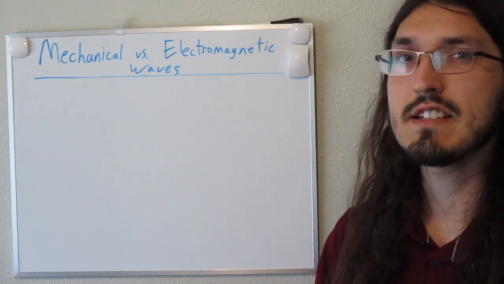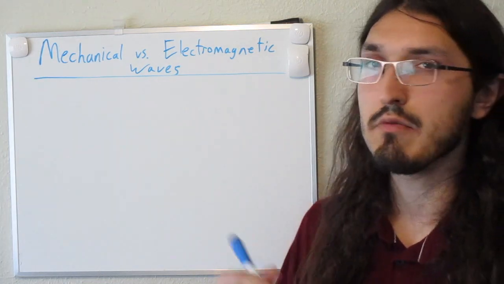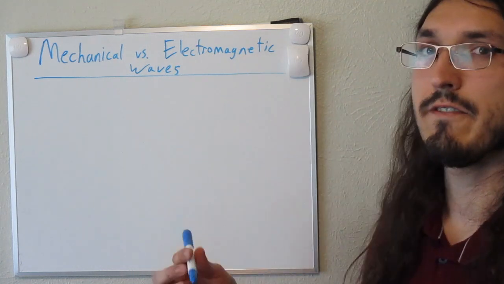In the last video I was discussing different types of waves. I mentioned that light is the same thing as an electromagnetic wave. Today's video is going to be pretty short. I'm just going to talk a little bit more about light and how it's different from other waves, which we call mechanical waves.